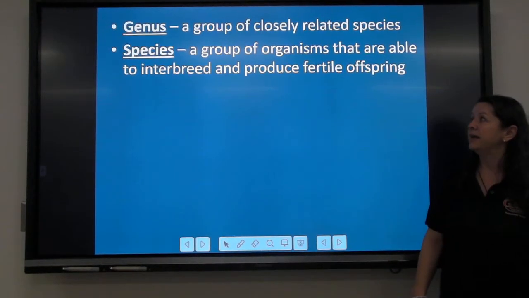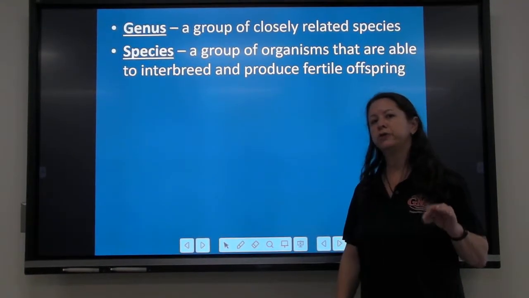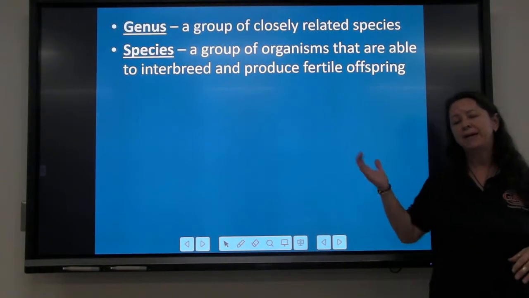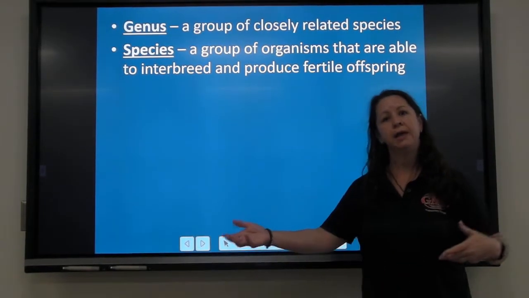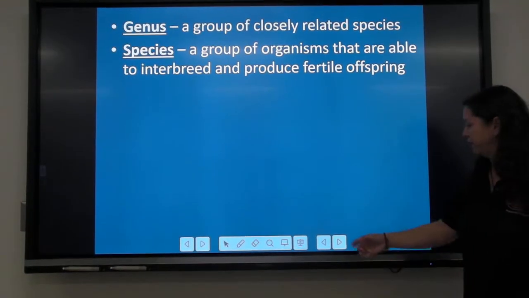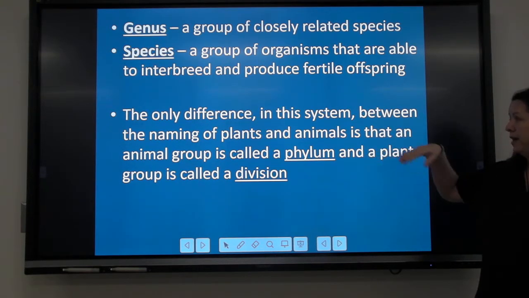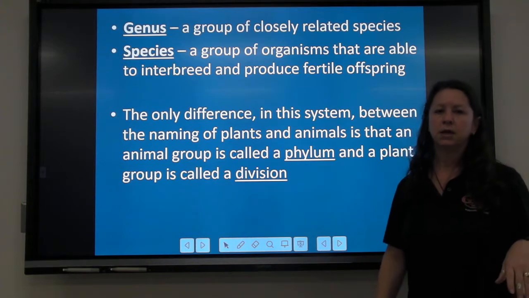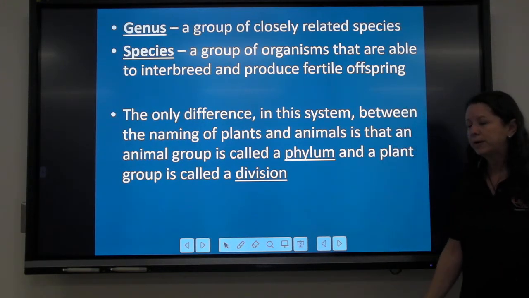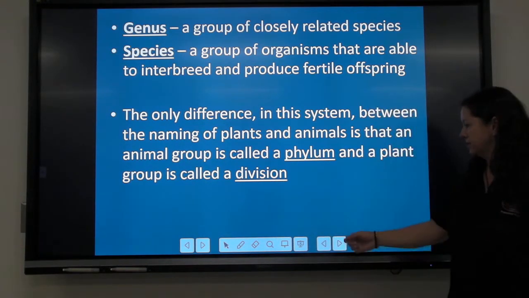And a species is a group of organisms that are able to interbreed and produce fertile offspring. And that basically is just saying that when they make a baby, their babies can grow up and make more babies, fertile offspring. Now, when we're talking about plants and animals, they created a little bit of difference here. In animals, you're talking about a phylum, so kingdom, phylum, class. But if you're talking about plants, for whatever reason, they decided to call it division. So it's kingdom, division, class.